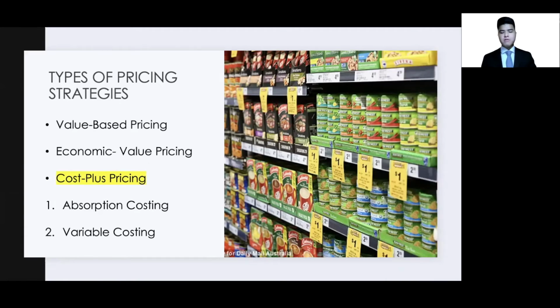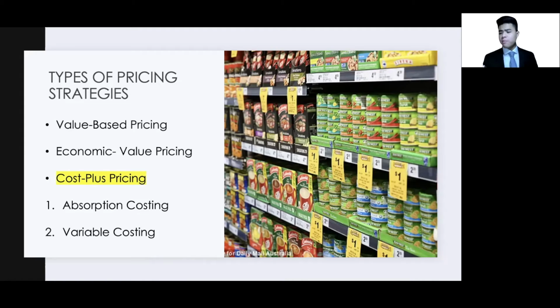As seen on slide, there are various pricing strategies that companies use to price their products. Since we do not have the relevant information for value-based pricing and economic value pricing, it is recommended not to use these strategies. Cost plus pricing is the price calculated by adding a markup cost. Neither value-based pricing nor economic value pricing considers the actual cost of production.